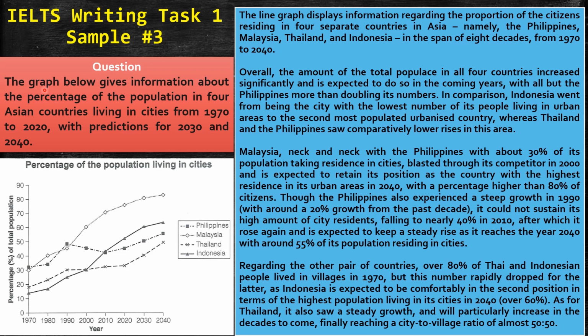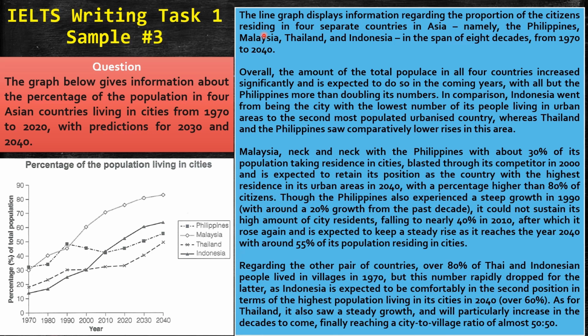Let's read. The graph below gives information about the percentage of the population in 4 Asian countries living in cities from 1970 to 2020. So from 70 to 20, it's about the past, with predictions for 2030 and 40. So these 2 decades, the information about these two, they are only forecasts or predictions, because of course we're living in the year 2024 now. So these 2 decades have not come yet. These are predictions. So be prepared to write in the future tense or write is expected to for these 2 parts, and for the others you can write in the past tense like increased, decreased, right? Not will increase or will decrease.